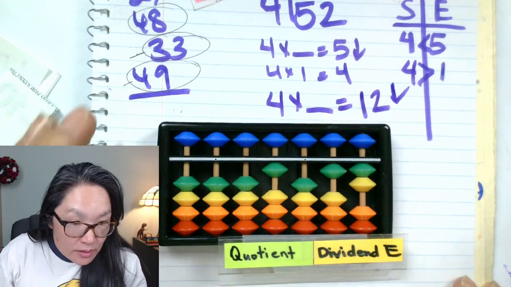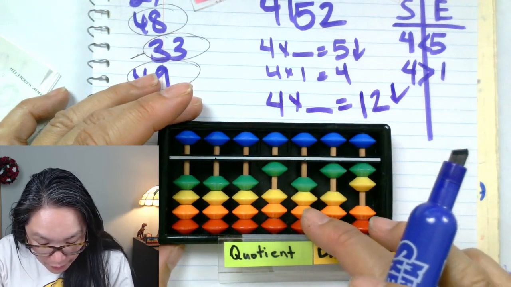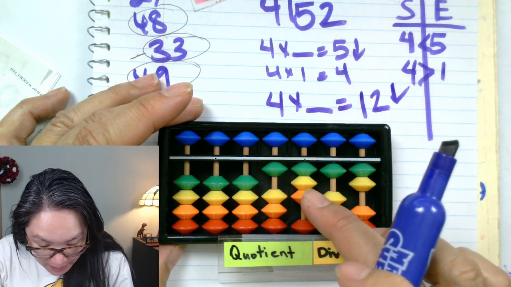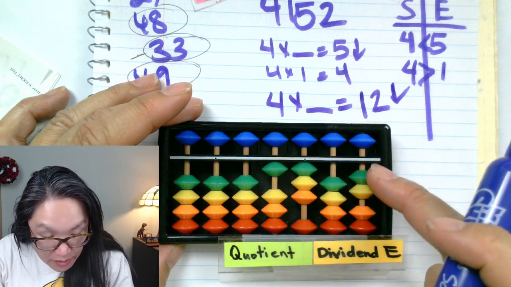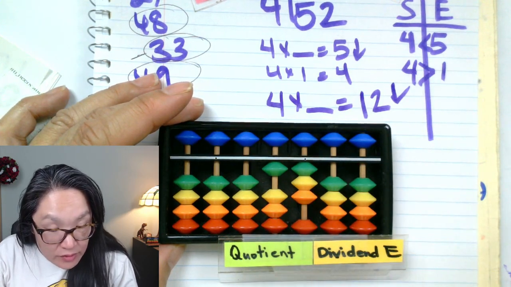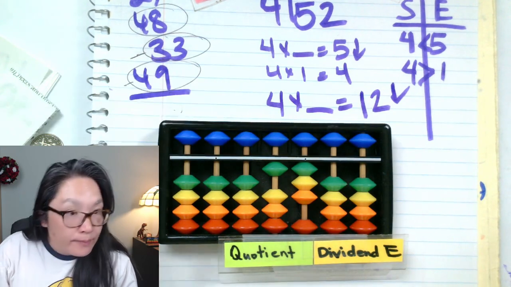Does that make sense? Yes, 3. So I'm going to put my 3 on the abacus. I put the 3 on the abacus and I take away 12. Take away 1, take away 2. So my final answer is 13.